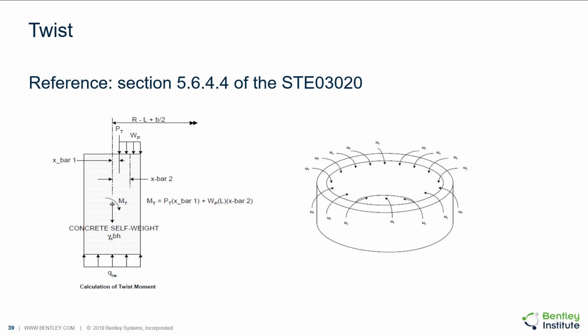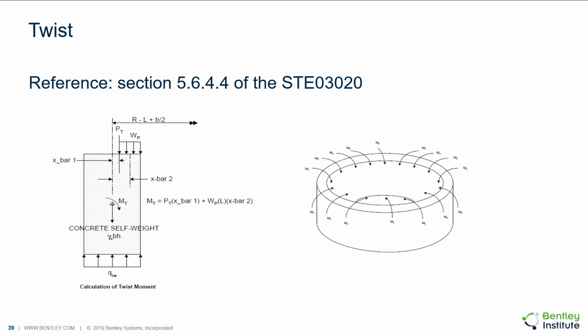In addition to the hoop tension, the ring wall is also subjected to twisting moments due to eccentric loading from the tank shell, product load, and soil reaction underneath. This slide shows the calculation for the twisting moment, which is also explained in section 5.6.4.4 of the STE 3020 document.